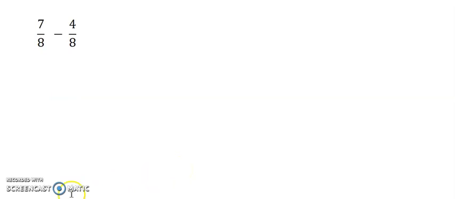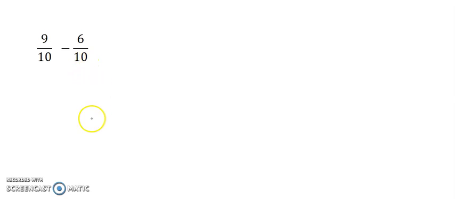So let's look at the first example. The first example that we have here is 7/8 take away 4/8, or as we say, 7/8 minus 4/8. So let me write this here, 7/8 minus 4/8. So the first thing we're going to look at is the denominator. And we realize that the denominators of these two fractions are the same. So we can just quickly go ahead and subtract the numerators. 7 take away 4 is going to give us 3/8. So 7/8 minus 4/8 is equal to 3/8. That is pretty easy. There is no problem there.